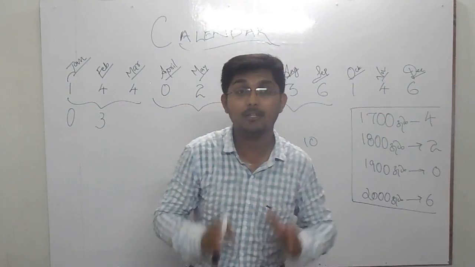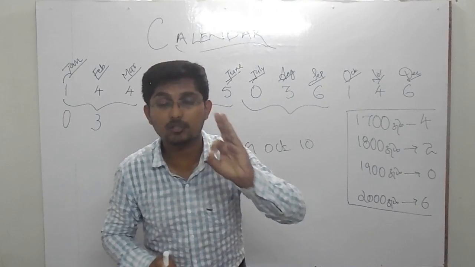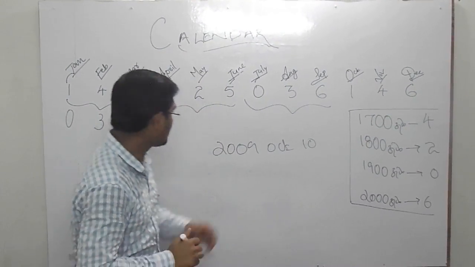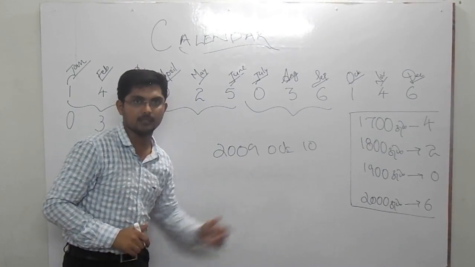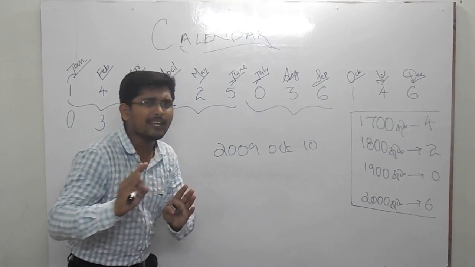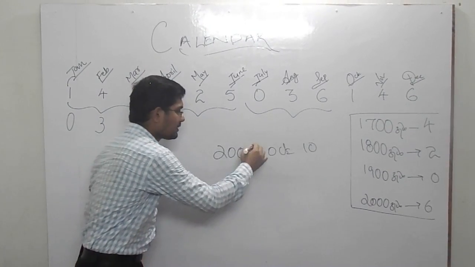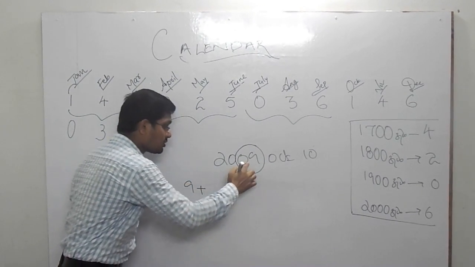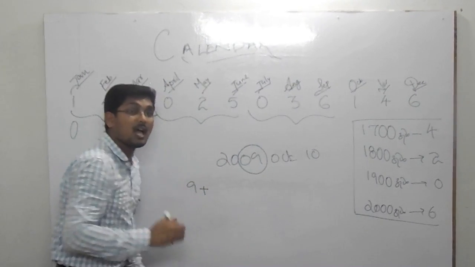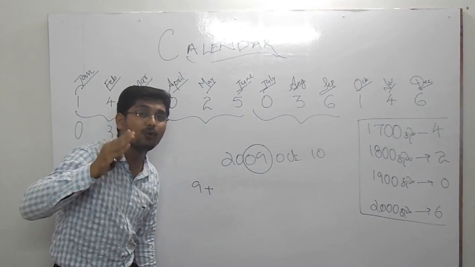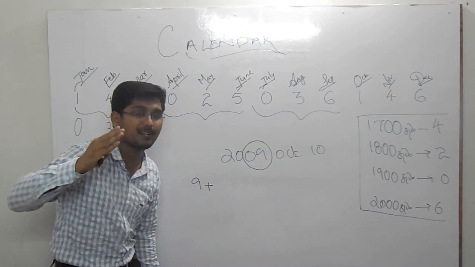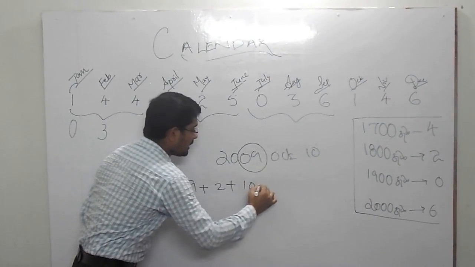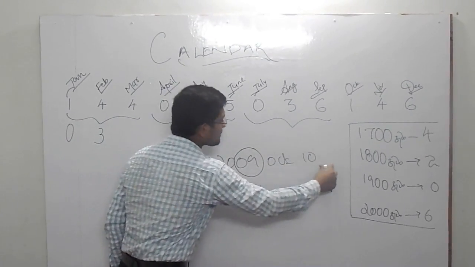Here we are going to add the numbers. The first 3 are exact digits and the other 2 are the codes. If the date is 2009 October 10, the first is the last 2 digits of the year, it is 9. Plus how many 4s are present in those last 2 digits? It is 2. And the date is 10, plus the month code plus century code.